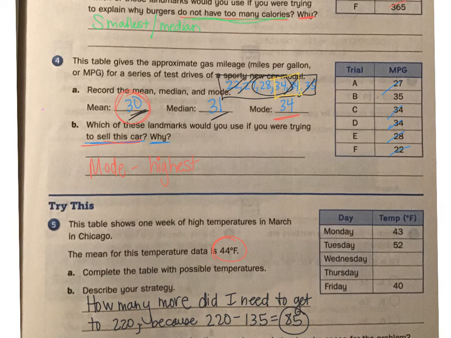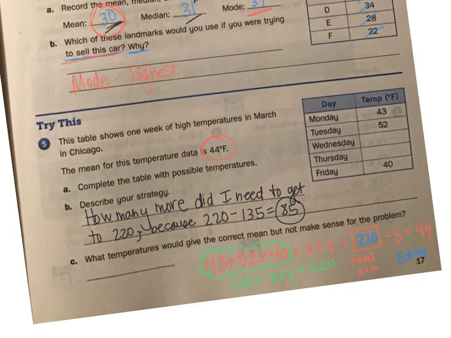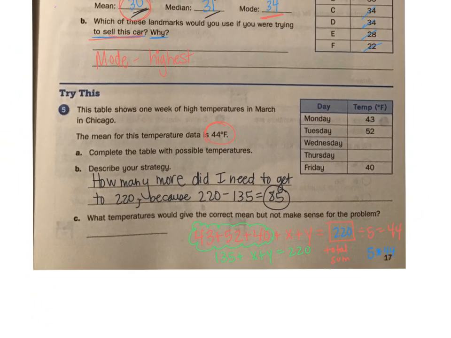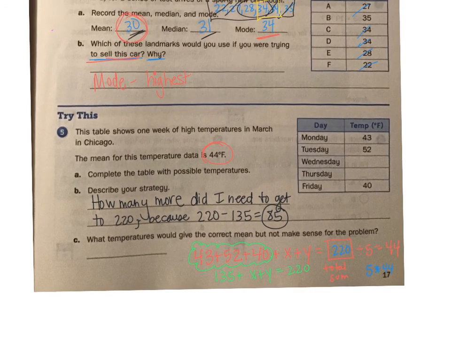Down at the bottom, if we look at our last problem, this one was a little trickier. It says the table shows 1 week of high temperatures in March in Chicago. So the mean was 44. So we wanted to know some possible temperatures. So what we did is I took down here and I wrote my 43, my 52, and my 40, and then I had my unknown numbers, so I added them in there.